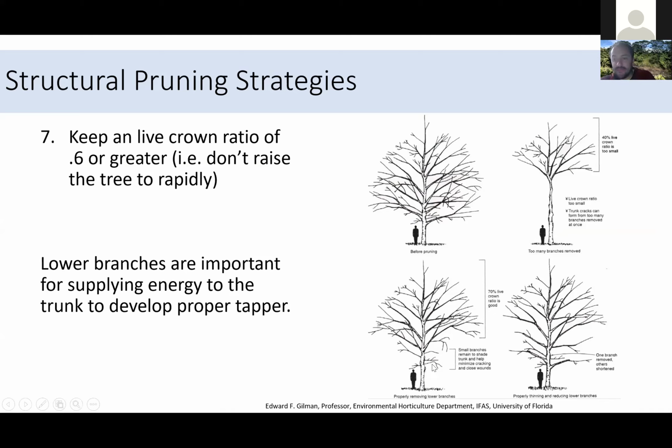In this case, they've left some of the very small lateral branches and removed the larger ones, getting them out of the way. In this case, they shortened the lower branches, getting them out of the way, and still left some of the smaller lower ones. So this is a little where the art of pruning comes in.